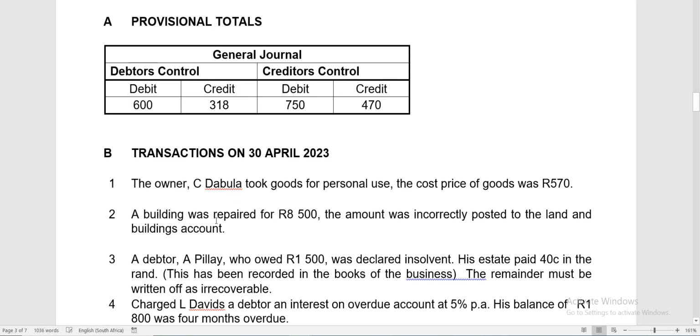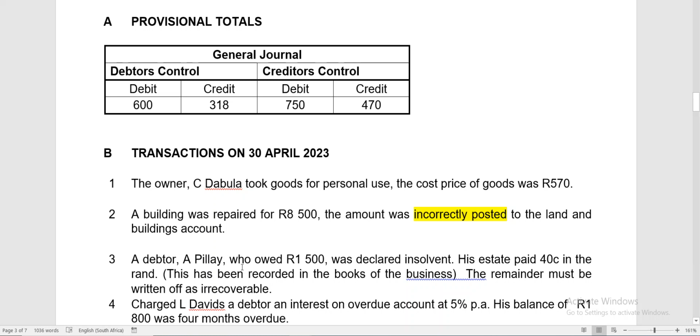Here they're saying that a building was repaired for 8,500. The amount was however incorrectly posted, and you can see here they're saying that it was incorrectly posted, so meaning that we'd have to fix this when we do the entry. They said that it was incorrectly posted to the land and buildings account, so they recorded it as if they were extending the buildings, and it's not supposed to be like that. So what do we need to do? We know that repairs is supposed to be an expense, so we are going to debit the repairs and then credit land and buildings because they debited it.